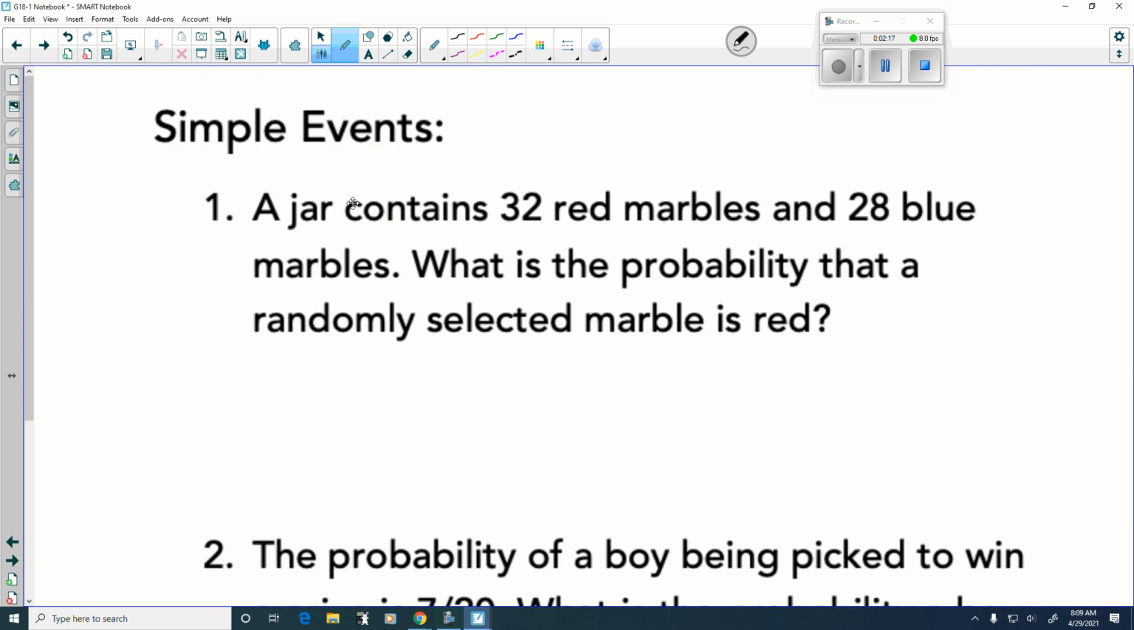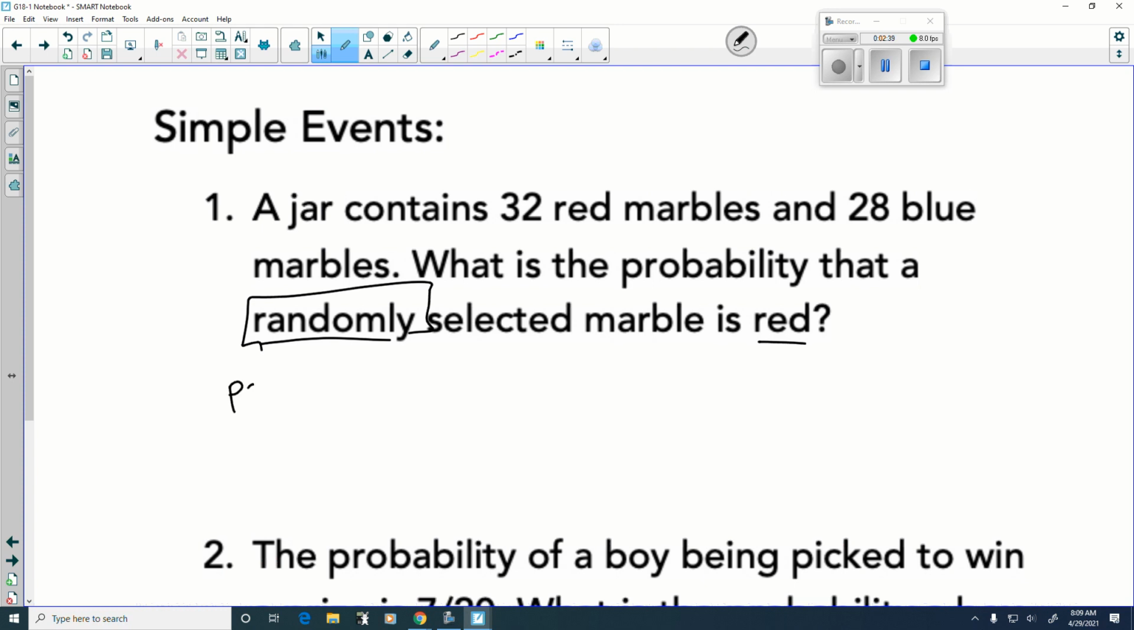So let's look at a couple of simple events. A jar contains 32 red marbles and 28 blue marbles. What's the probability that a randomly selected marble is red? And this idea of randomly selected is really important. It'll be consistent with what we do because, of course, if I look in the jar of marbles, it's going to be pretty easy to pick out a red one. So we want it to be random, just like rolling a die or flipping a coin.